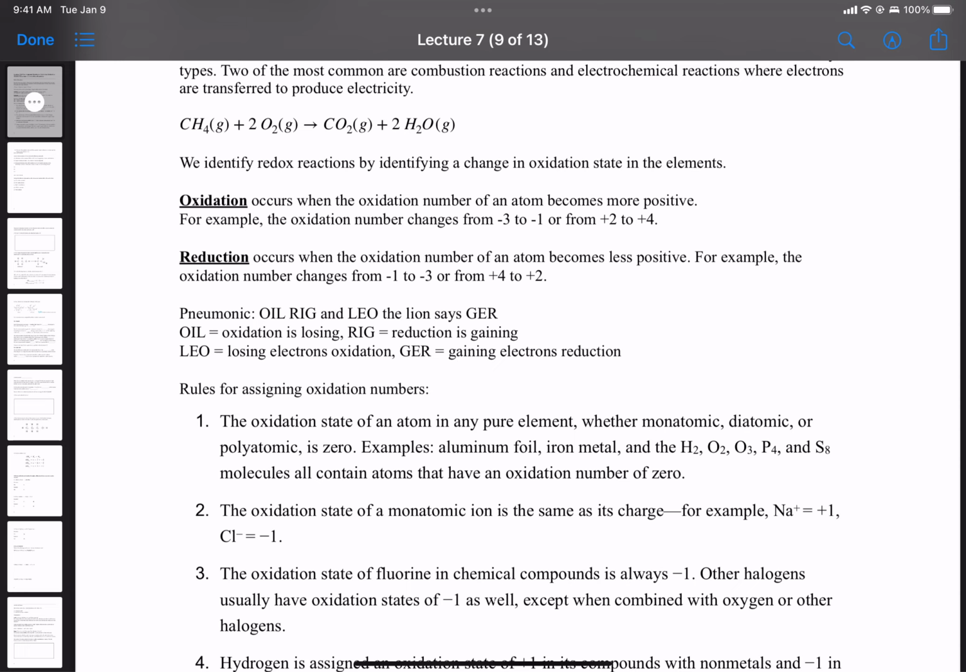Other halogens usually have the same -1 oxidation state, but that's not the case when they are combined with oxygen or other halogens, because usually the more electronegative element will have the negative charge or negative oxidation state. Okay, and we'll talk more about electronegativity later on.